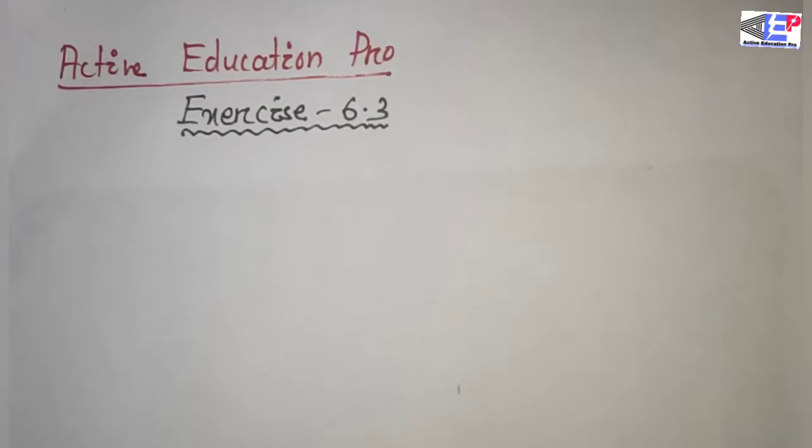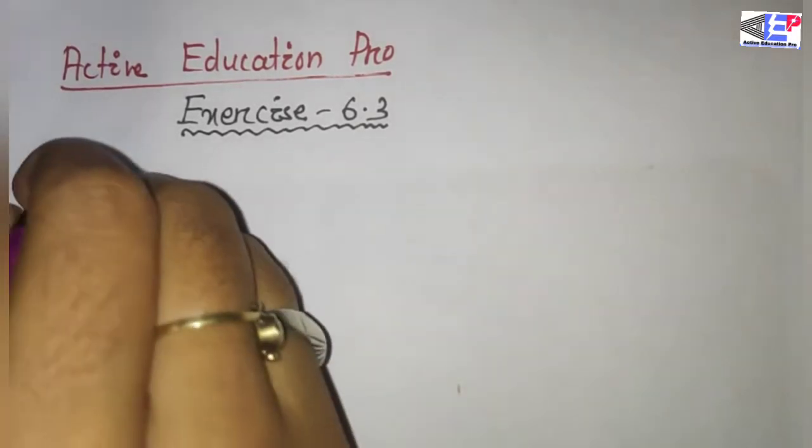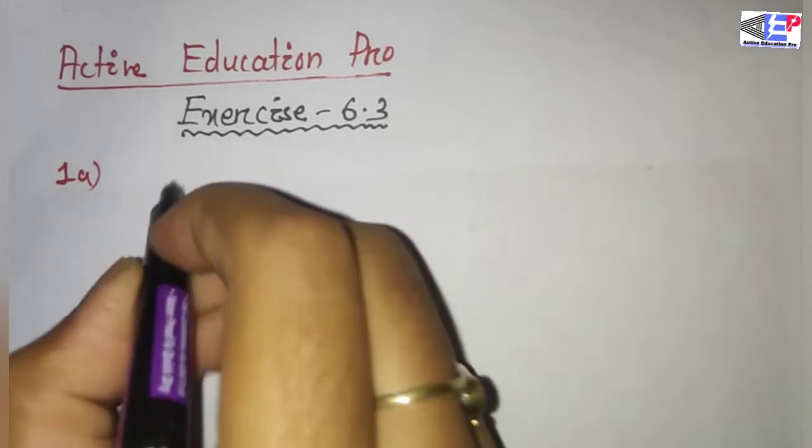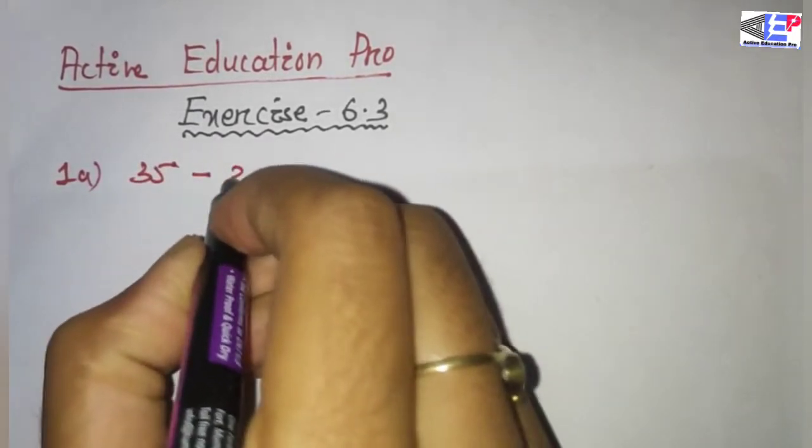So first, question number 1. One more thing, this exercise is basically on subtraction of integers. Our last exercise, 6.2 of the Integers chapter, was about addition of integers, and this exercise 6.3 depends only on the subtraction of integers, and you should know the sign rules at the time of subtraction of integers. So question number 1, part A: find 35 minus 20.